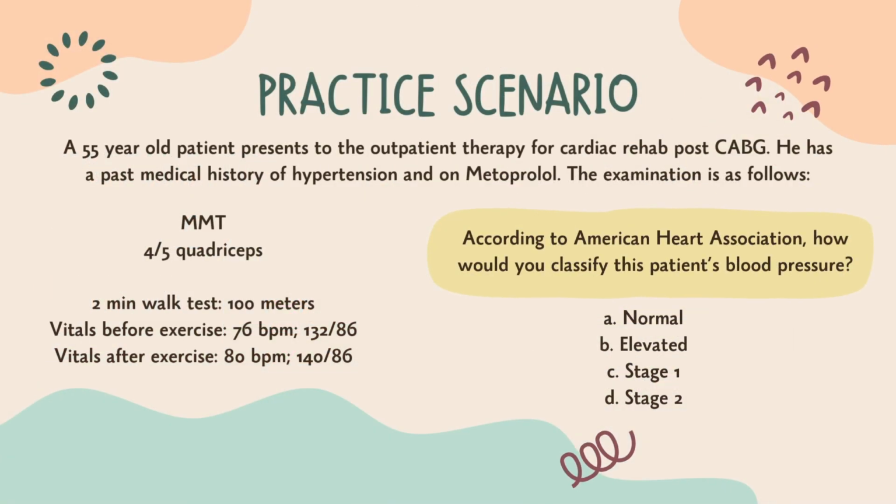Okay, now time for a practice scenario. A 55-year-old patient presents to outpatient therapy for cardiac rehab post-CABG. He has a past medical history of hypertension and is on metoprolol. The examination is as follows. MMT 4 out of 5 for the quadriceps. 2-minute walk test is 100 meters. Vitals before exercise: 76 beats per minute and blood pressure 132 over 86. Vitals after exercise: 80 beats per minute and 140 over 86.